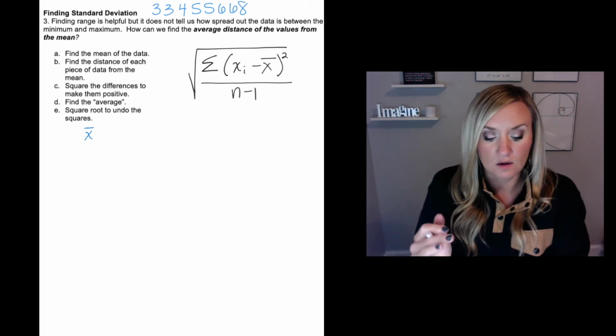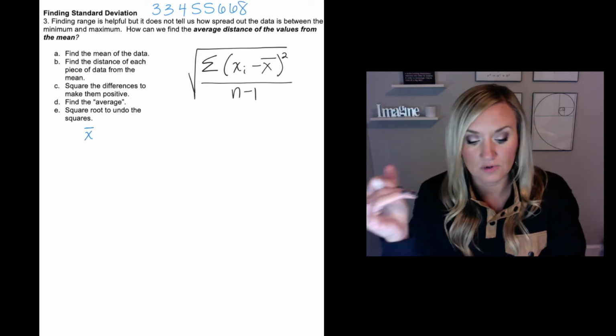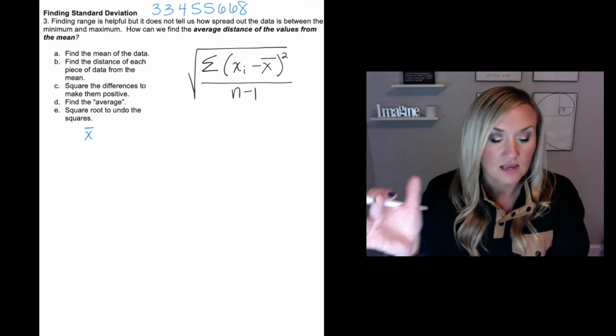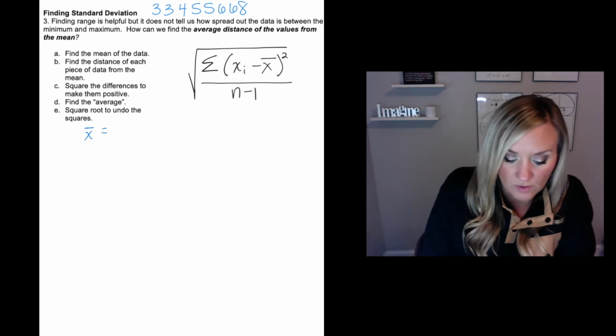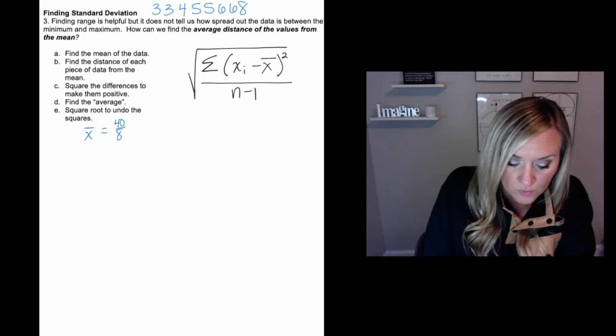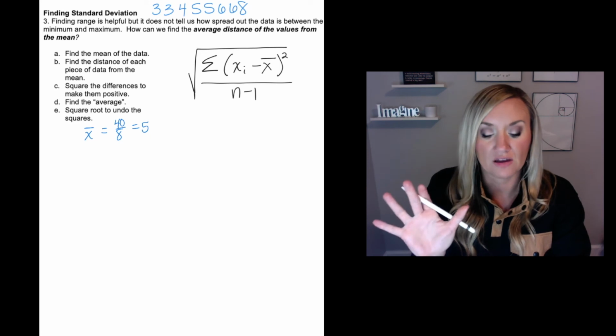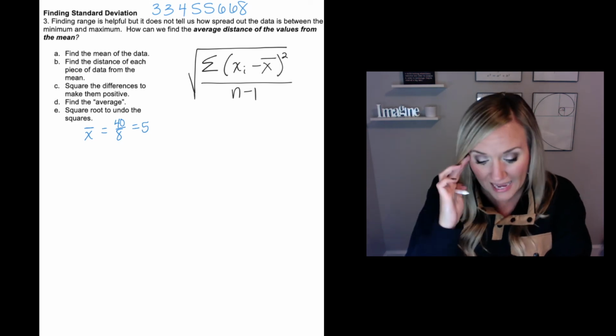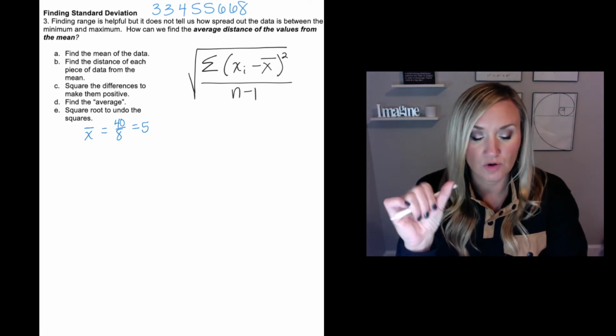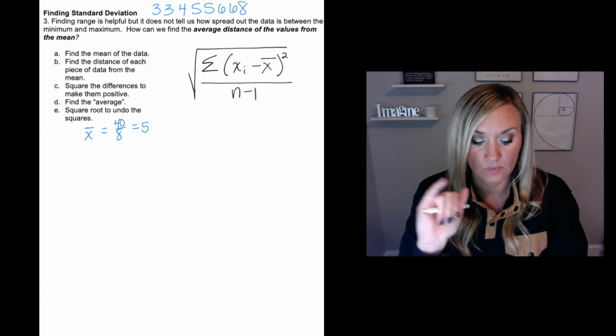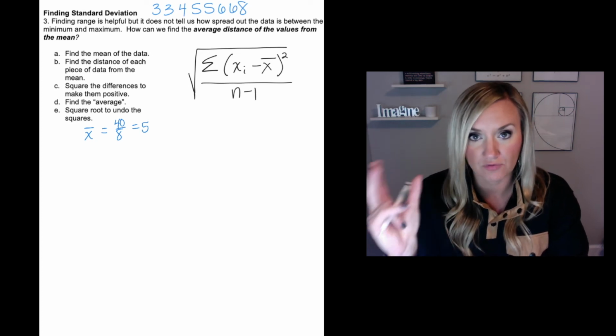So the mean of our data is adding the 3, 3, 4, 5, 5, 6, 6, 8, and then dividing it by how many there are. So I have 40 divided by 8, so that means our mean is 5. Good. Next, we need to find the distance away from the mean for each value.